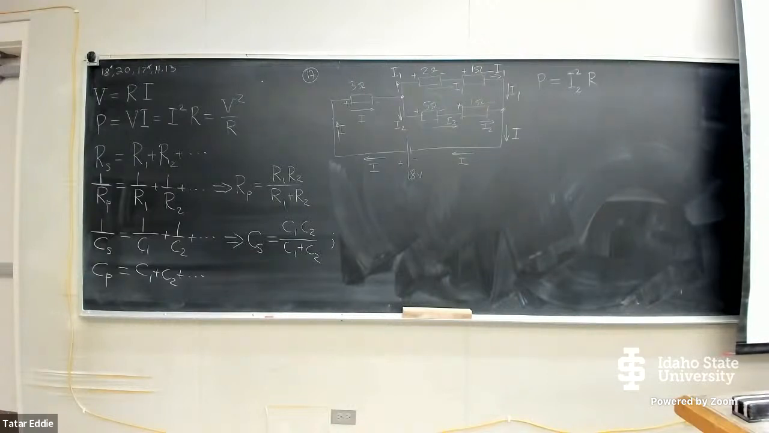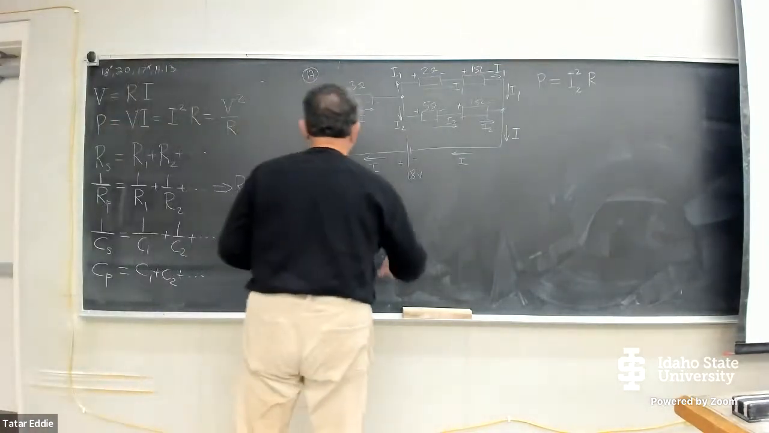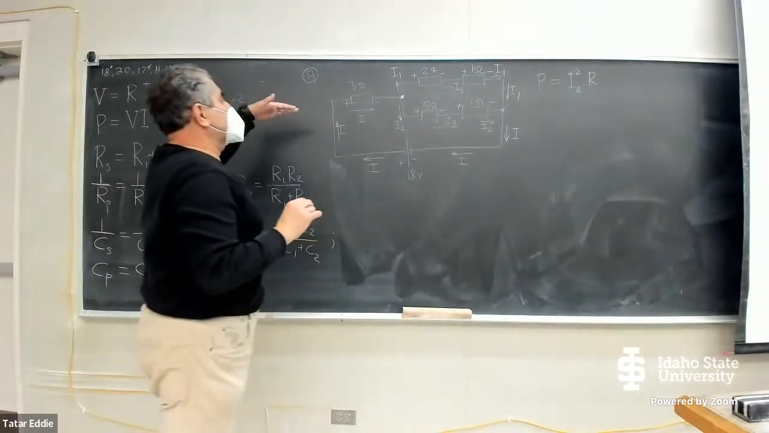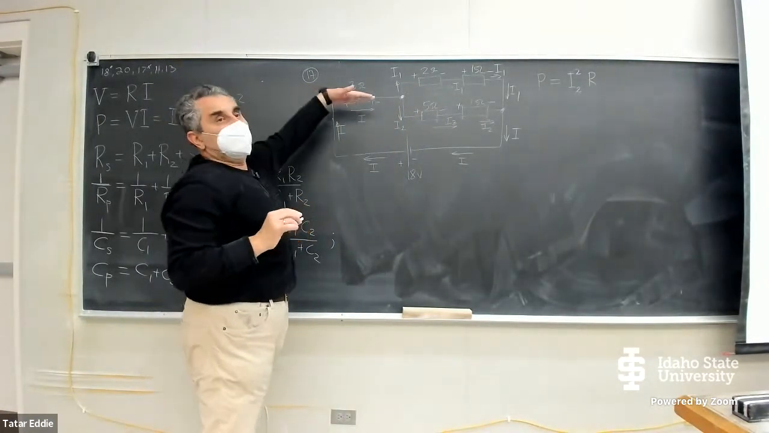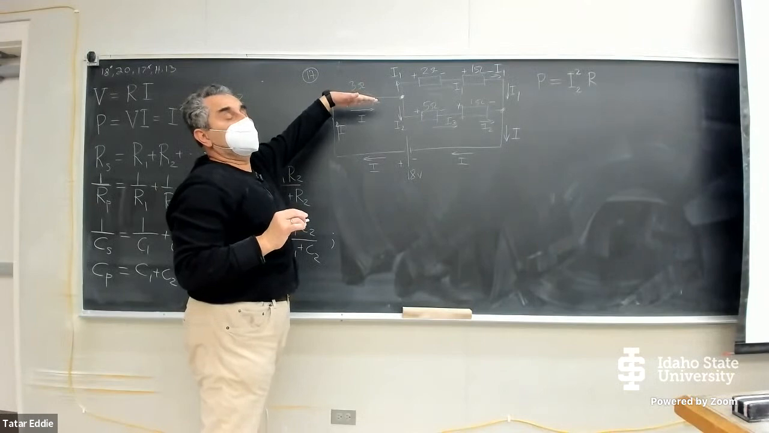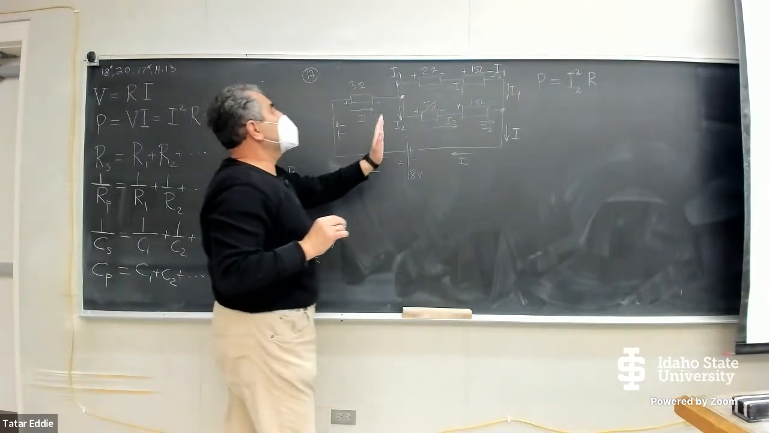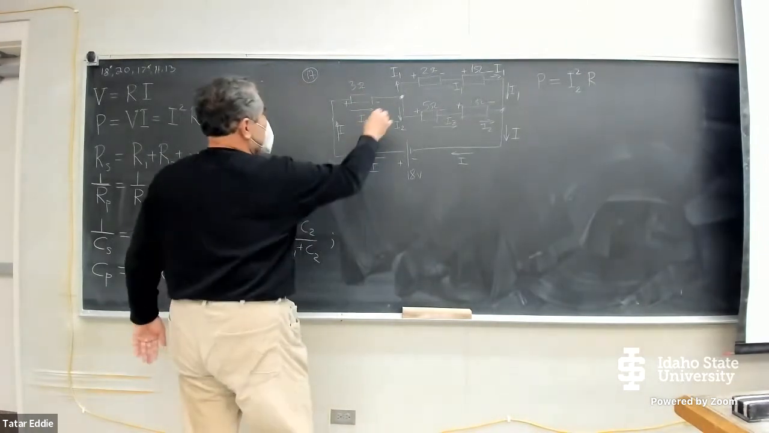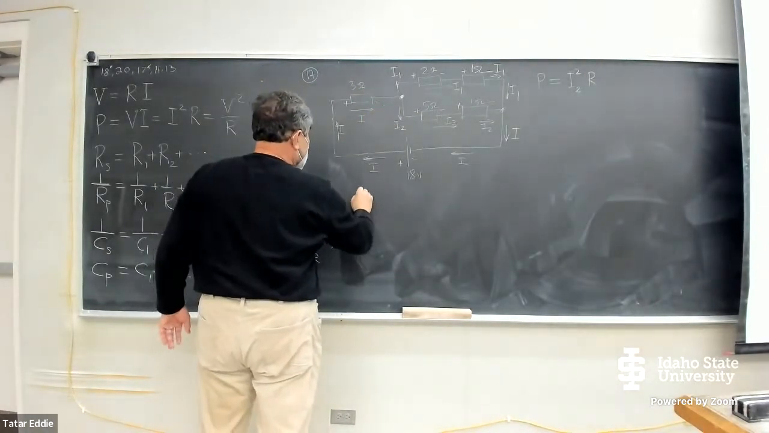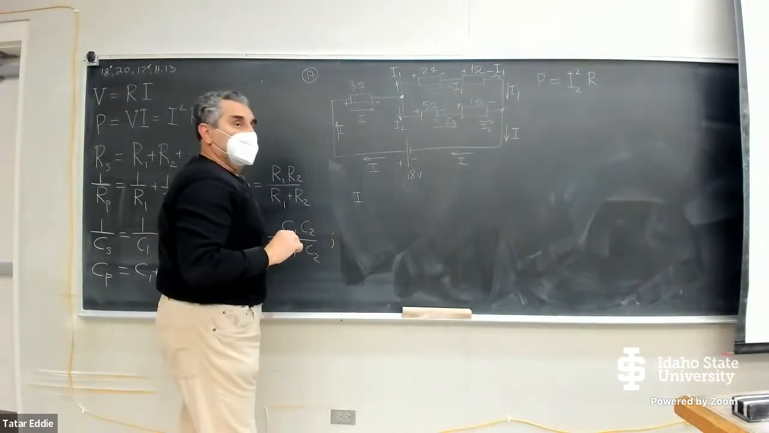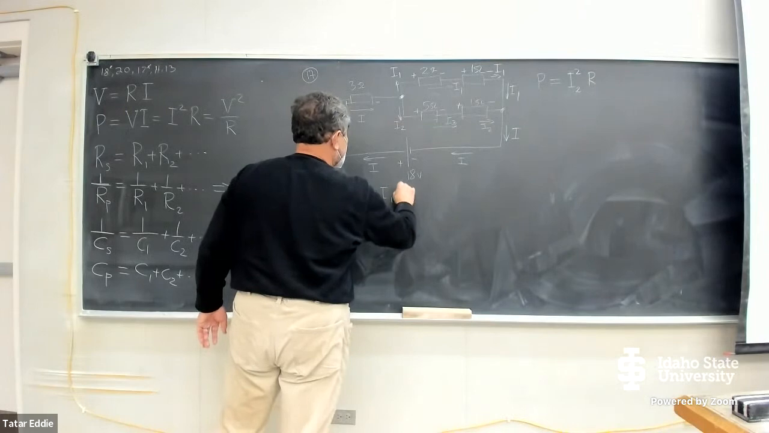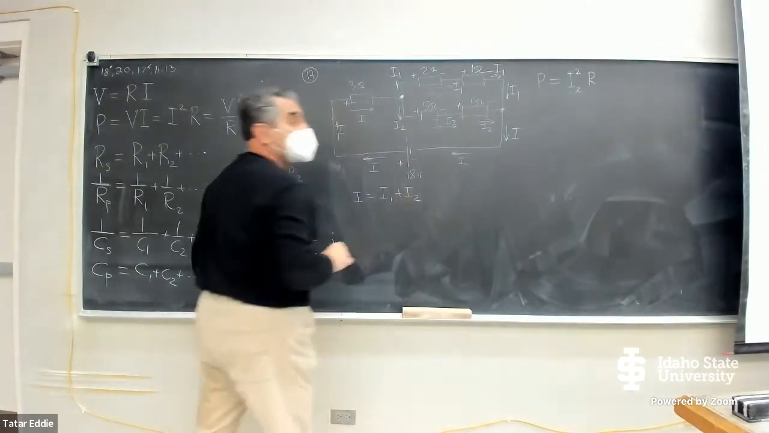The next step is to apply the junction rule for one of the junctions. Here is one junction. The junction rule says that the sum of the incoming currents to the junction should be equal to the sum of the outgoing currents from the junction. In my case, the only incoming current is I, and the outgoing currents are I1 and I2. So this is my first equation.